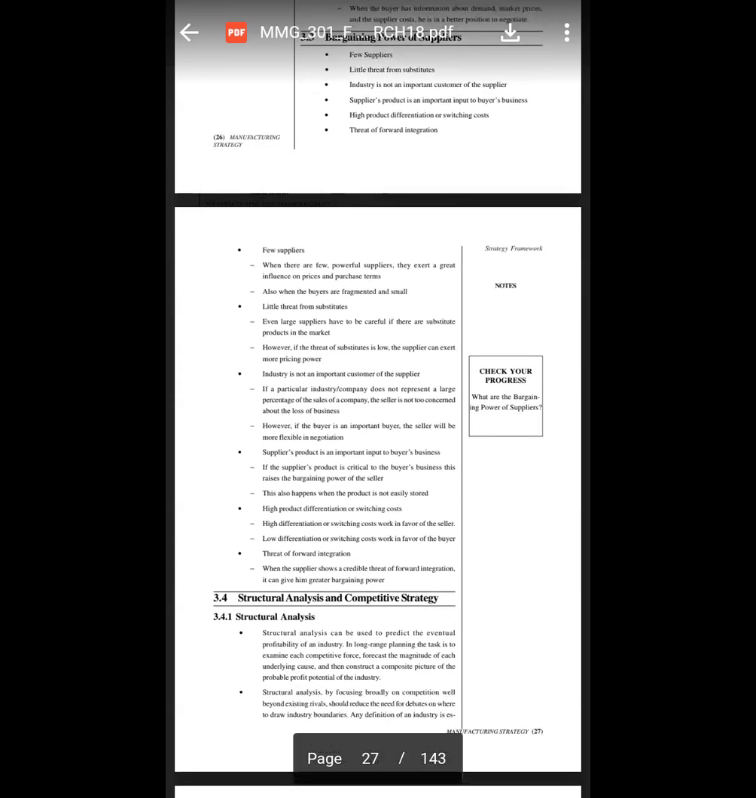Now see, high product differentiation. Product differentiation means what? Suppose you have a pen. Now you have a lot of pens of one company only, but a lot of pens. But the size of the pen is different, the color of the pen is different, the model of the pen is different. So this is called product differentiation. I mean, the product is different from the other product, right? This product differentiation is also an important factor to identify the market.